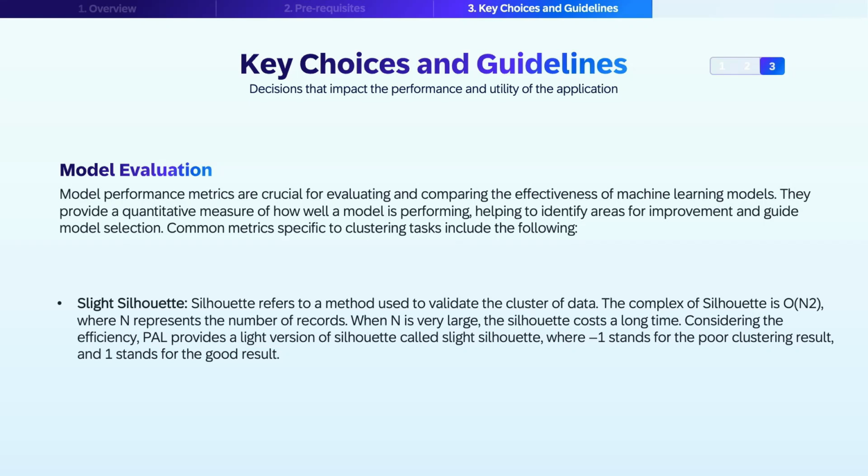The computational complexity of silhouette is big O of n squared, where n represents the number of records. When n is very large, silhouette costs a long time. Considering the efficiency, SAP HANA Predictive Analysis Library provides a lighter version of silhouette called slight silhouette, where -1 stands for poor clustering results, and 1 stands for good results.